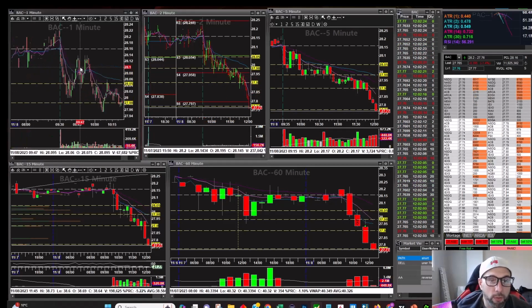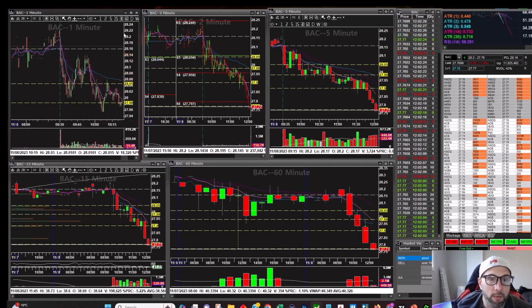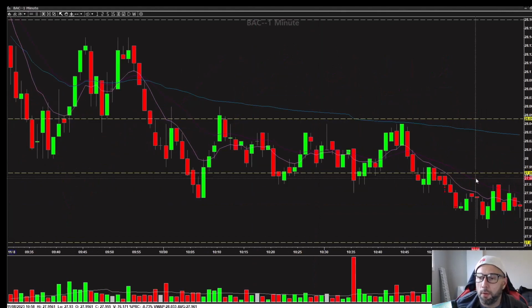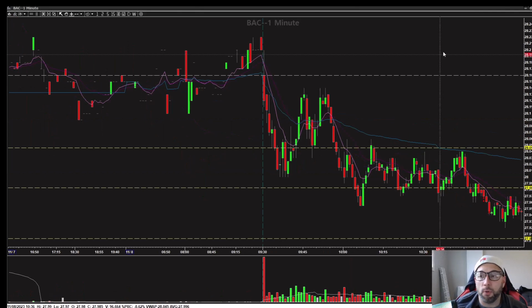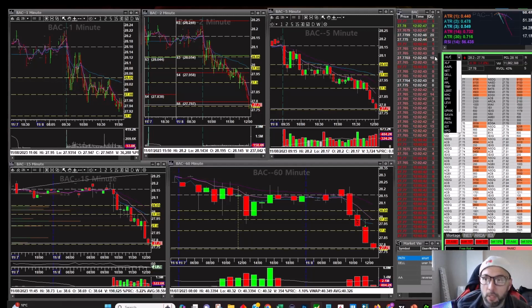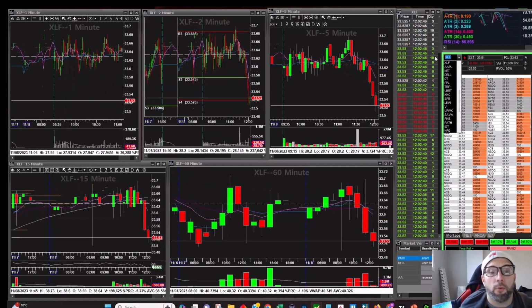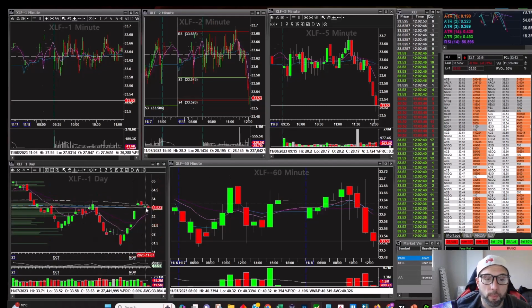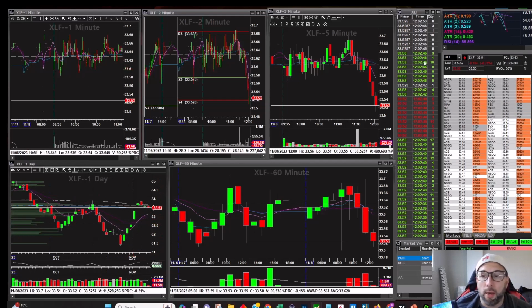But I looked for it to lose the $28 level. Let's see if I can pull it up on a larger chart. It did lose the $28 level. And so you can see it formed a small range here. And I entered and I added into it based on what the order book looked like. I was also looking at the XLF, which is the ETF for financials, and it was running on the daily into the 200-day moving average. So again, I'm thinking short.